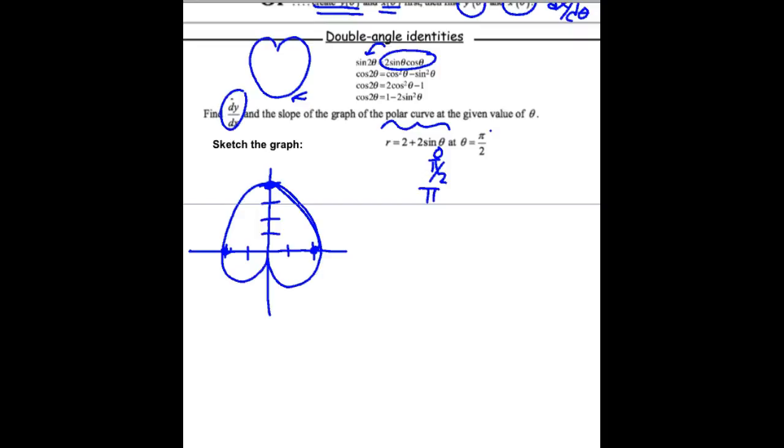What am I looking for? I'm looking for the slope of the tangent line at pi halves. Honestly, if I have a decent graphing knowledge, if this was on the AP exam, I'm like, hey, that's 0. It's a horizontal tangent line. But perhaps you have something you don't know and you need to go through the process.